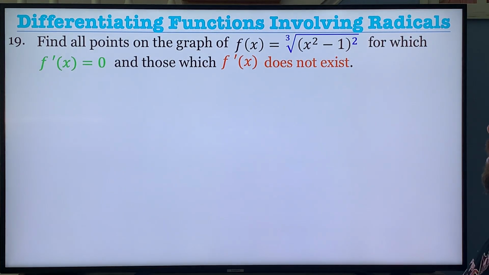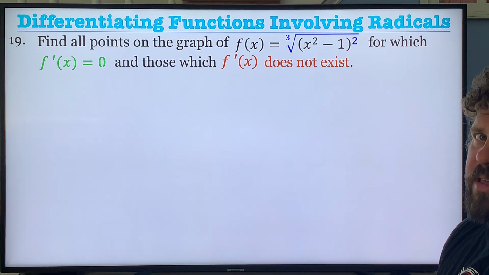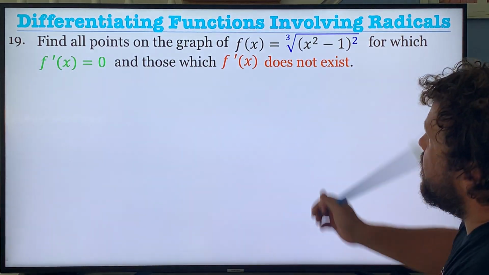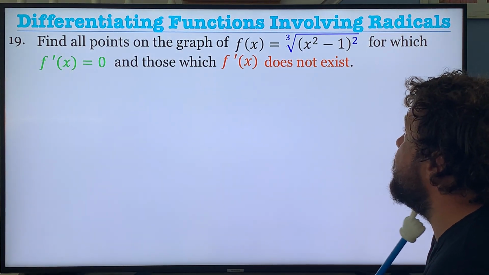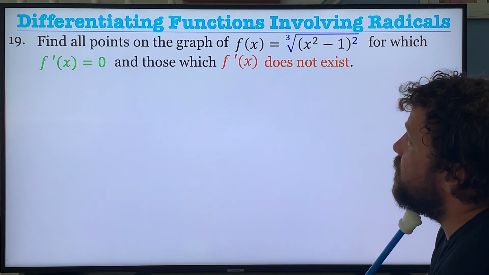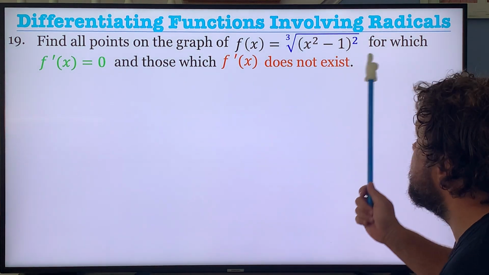All right. Find all the points on the graph. This one we didn't do in class. This is like a bonus question just for the video. Find all the points on the graph f of x equals the cubed root of x squared minus 1, squared, for which f prime x equals 0 and those for which f prime x does not exist.